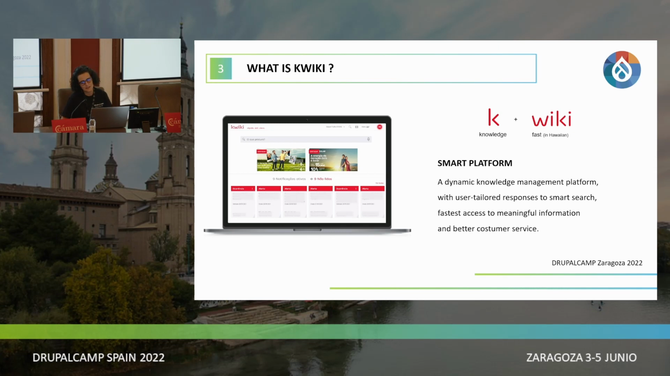So today, Qwiki is a smart platform, a dynamic one, which is user-tailored, which provides user-tailored responses to smart search. It also provides meaningful information, with the end goal being, let's deliver better customer service first and foremost.